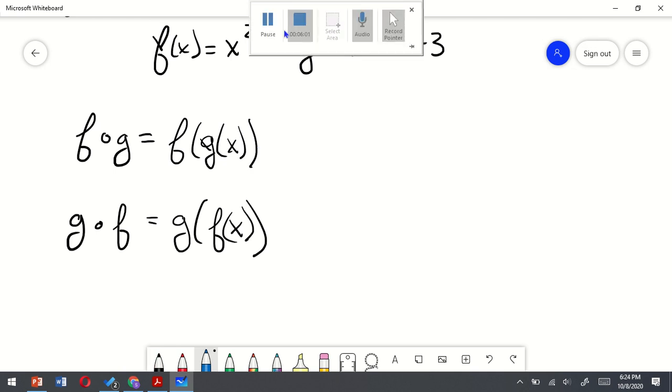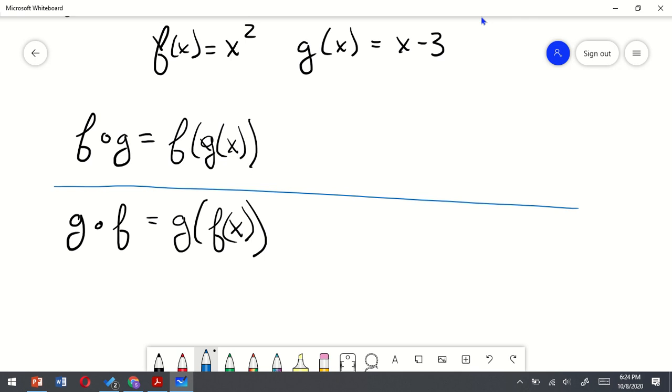Now, using the actual functions, looking at the first case, f of g of x is going to be: take this g of x, take x minus 3, and plug it into the x squared. So we get x minus 3 squared. It gets plugged in for us. And then we could evaluate it. We could say, what is f of g of 5? Okay, plug in 5. 5 minus 3 is 2. 2 squared is 4. And then we could do our other direction, the other way we're asked.